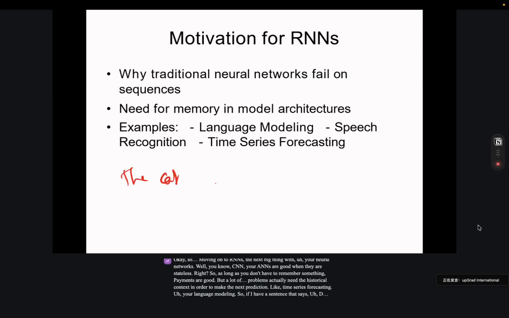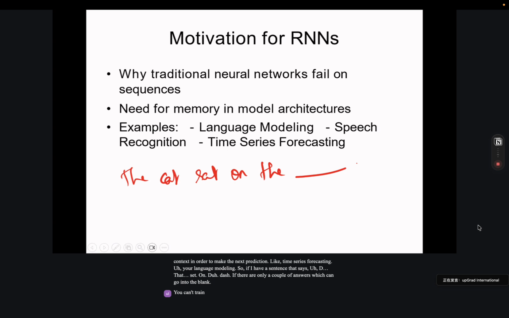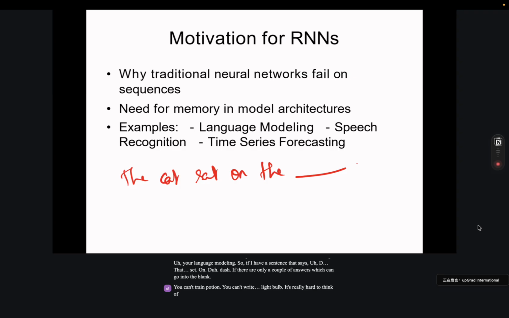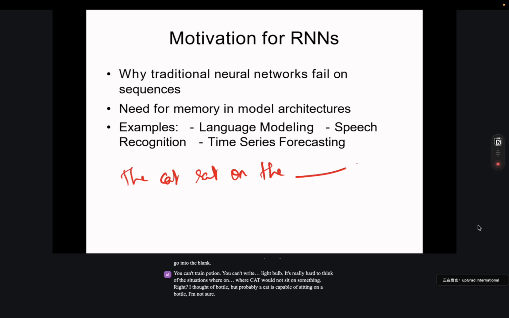the cat sat on the dash. There are only a couple of answers which can go into the blank. You can't write ocean. You can't write light bulb. It's really hard to think of the situations where cat would not sit on something, right? I thought of bottle, but probably a cat is capable of sitting on a bottle. I'm not sure. And then I thought of box. Box is cat's favorite.